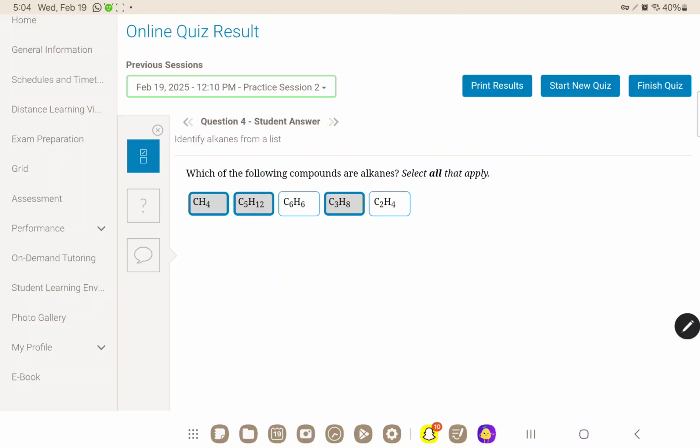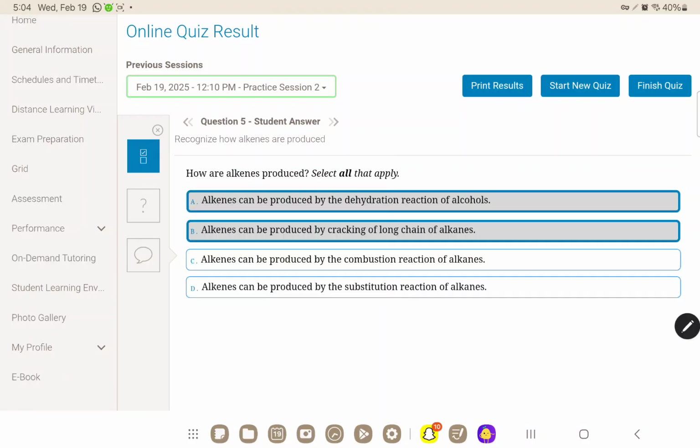Now, moving on. How are alkenes produced? Alkenes can be produced by dehydration reaction of alcohols and by the cracking of long chains of alkanes. Combustion, not really. Substitution, not really. But we know for sure when you crack an alkane or when you dehydrate an alcohol, it gives you an alkene. I prefer you memorize this.